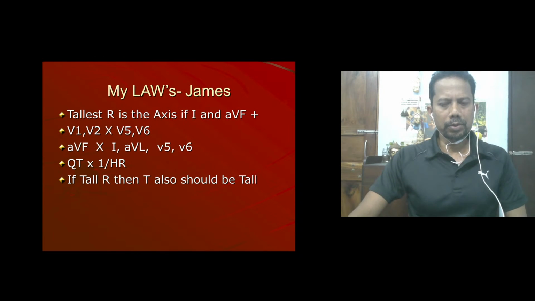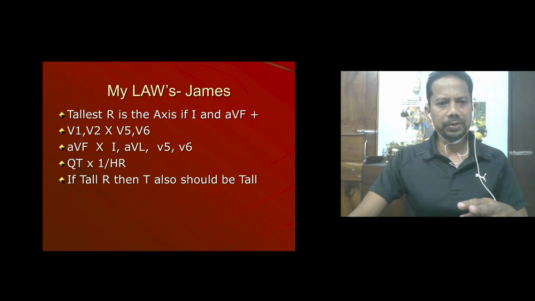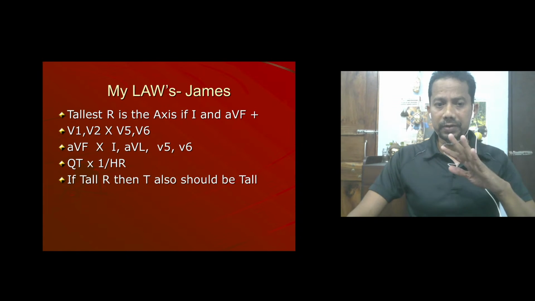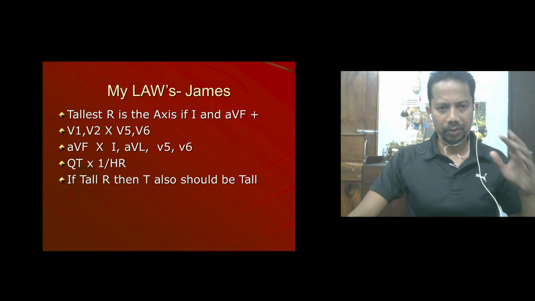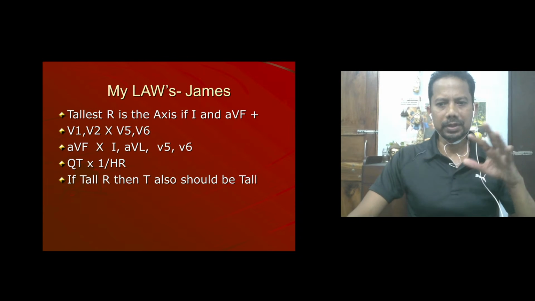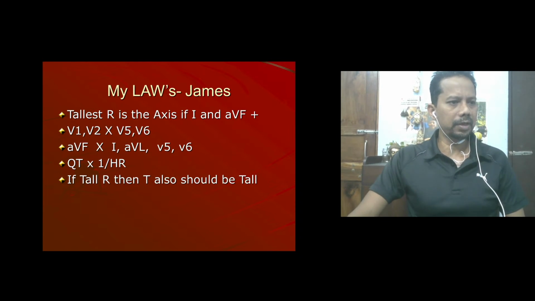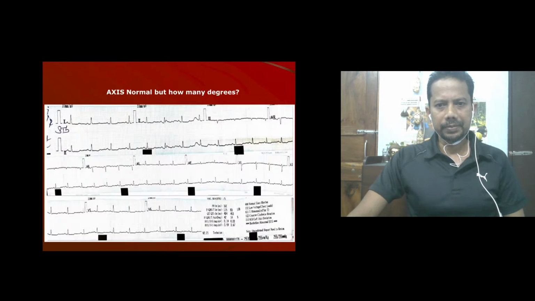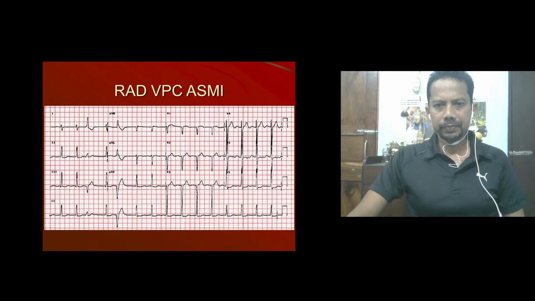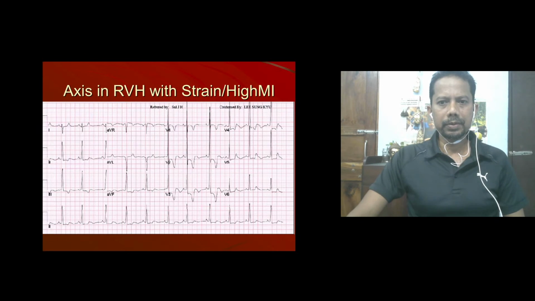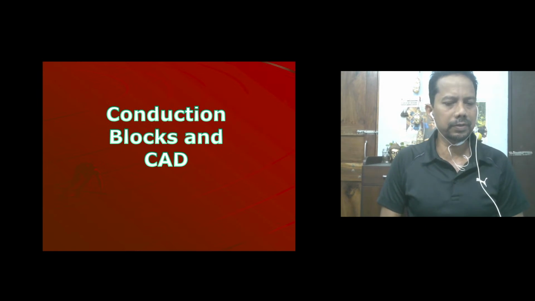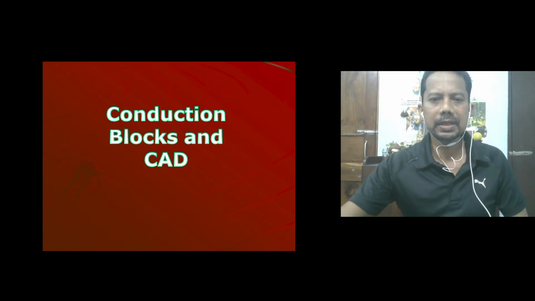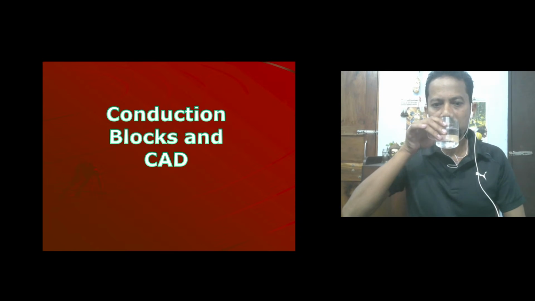So okay, T follows R, QT is inversely proportional to heart rate, V1, V2 oppose V5, V6, inferior leads oppose lateral leads, because current can go only in one direction. Okay, and the tallest R is the axis if leads I and aVF are positive. So you remember this, and most of the things you have done, then your basic homework is done. Okay, so today's lecture is very short, and we will be discussing conduction blocks and coronary artery disease.